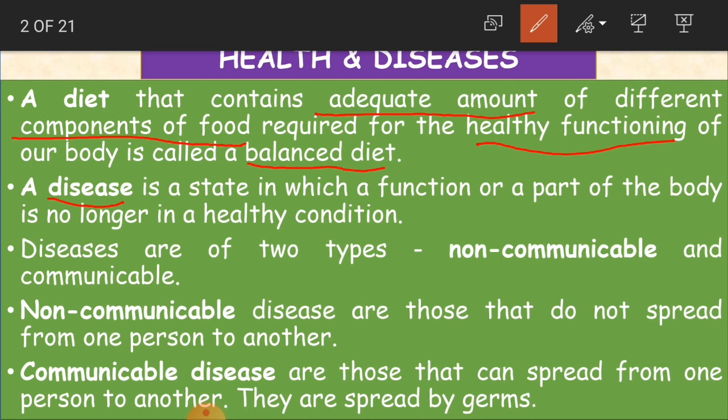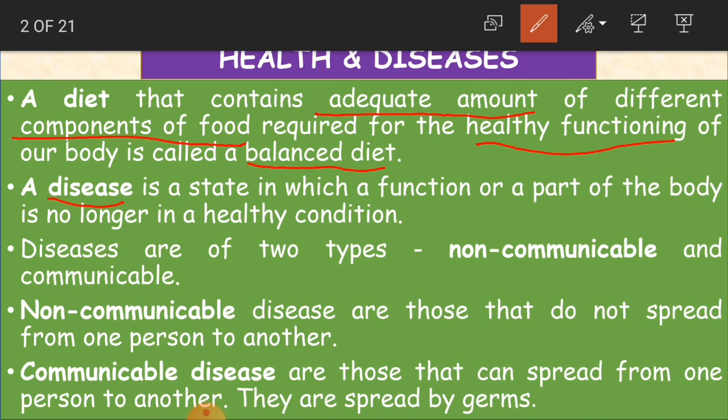Clear children? For example, when we have fever, can we be active all day as we are on healthy days? No, we can't. When we get fever, definitely we'll feel weakness, we'll have pain and we have to rest ourselves. So that is like a disease.